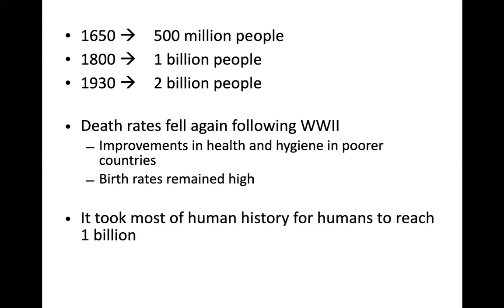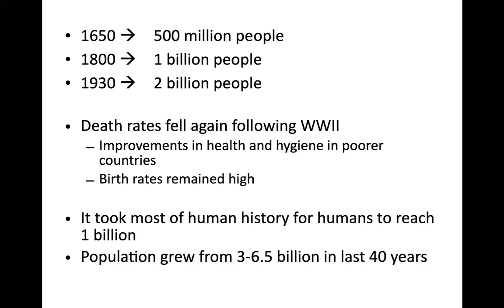Okay, so here's something that I find very, very interesting as a statistic. It took most of human history for humans to reach 1 billion people. Just think, Homo sapiens has been around about 500,000 years. It took most of that time for us to reach 1 billion people. And the population grew from 3 to 6.5 billion in the last 40 years. And that's even coming from this book, which is out of date, which means our population is like 1 billion more than this. I think it's at 7.5 billion right now.